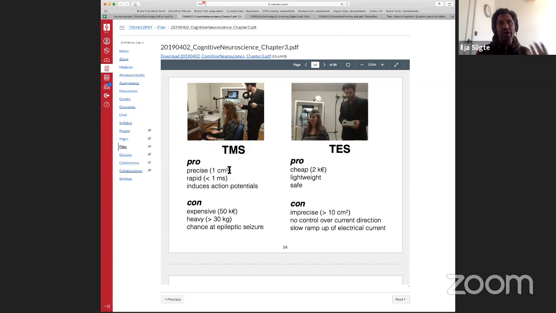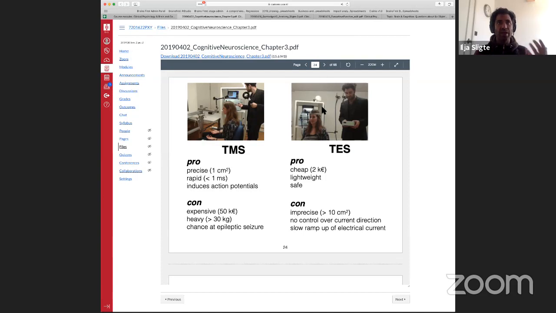So you have to weigh in what you want to be doing with your method. If you want to be very precise, very rapid, then you need to use TMS. If you want it to be very cheap, very safe, very lightweight, then you have to use electrical stimulation. And if you don't care about being specific in what you're stimulating, then electrical stimulation would be a perfect solution. So any questions about this?